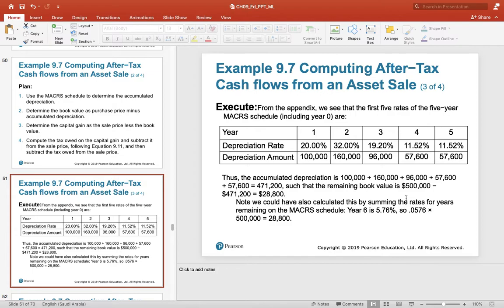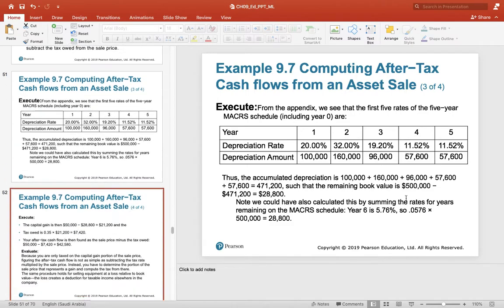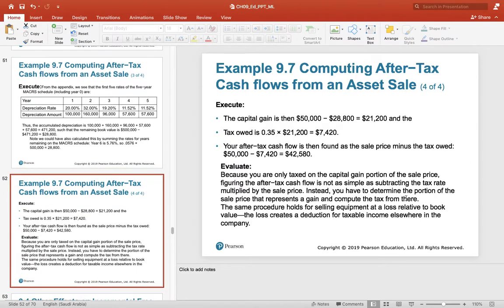But what is the capital gain then? You sold for 50,000. The book value is 28,800. So the capital gain is 50,000 minus 28,800, 21,200. Tax owed on 21,200 at 35% is 7,420. Now the after tax cash flow from this sale: you are selling for 50,000. Tax is 7,420. So after tax cash flow from this sale is 42,580. I hope it is clear to all of you.